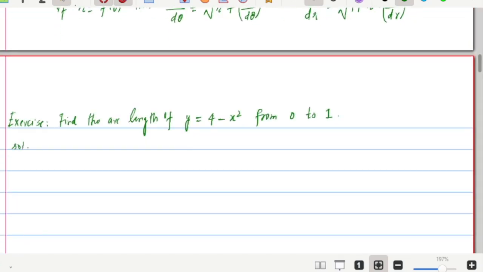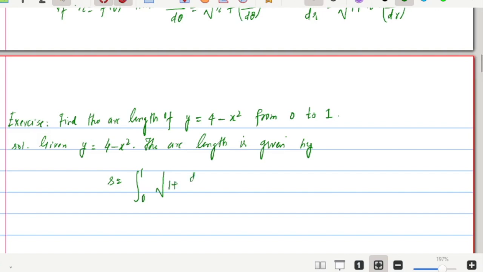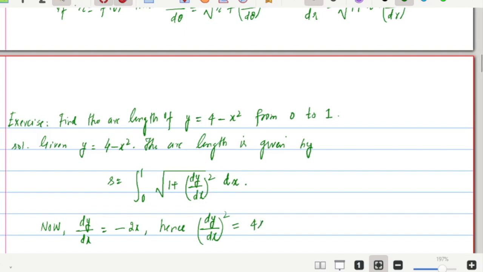So in the solution, now here you can see the curve is given in Cartesian form. So given y is equal to 4 minus x square. The arc length is given by s, which is equal to, here in this case, integral from 0 to 1 square root of 1 plus dy by dx whole square. And here we have to integrate with respect to x. Now let's evaluate what is our dy by dx. So now dy by dx, as we can see from above, it is equal to minus 2x. Hence this dy by dx whole square is equal to 4x square.